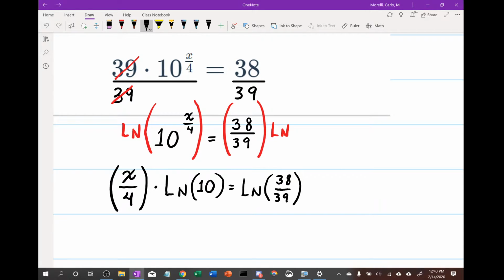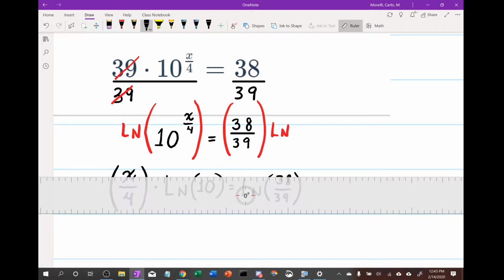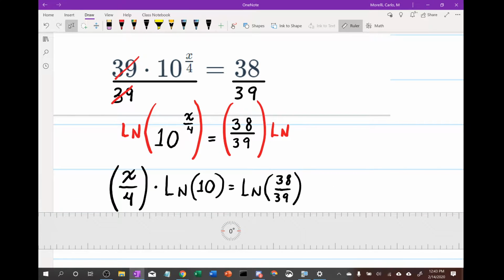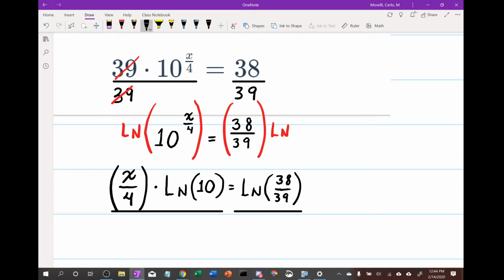Now what? So now x over 4 is being multiplied by the ln of 10. I want to undo that. Correct, Uzziah. Divide both sides by what? Yes, Jay. He's correct even through a yawn. ln of 10.